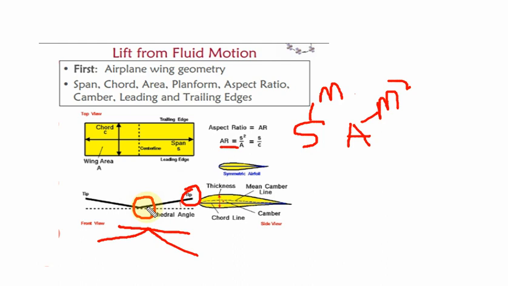So this center portion is called the root of the wing section, and this one is called the tip of the wing section. These are all the terms you have to remember, because hereafter you are going to use all these terms frequently. So being familiar with these things will be very, very essential.